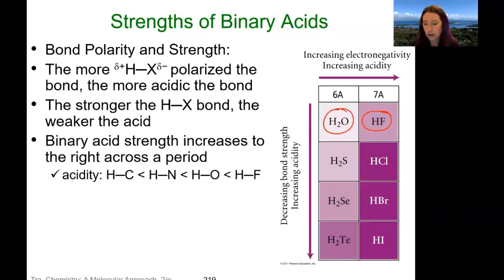Let's look at water and HF. So when you look here, the increasing electronegativity, the F is holding the H tighter to it, right? Because it's a bigger difference in electronegativity. So because it's holding it tighter, it's harder to take off the H. So this one is going to be increasing acidity versus this one's going to be easier to remove. So the harder it is to remove the H, the less acidic.